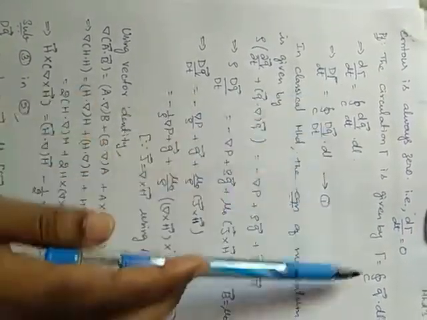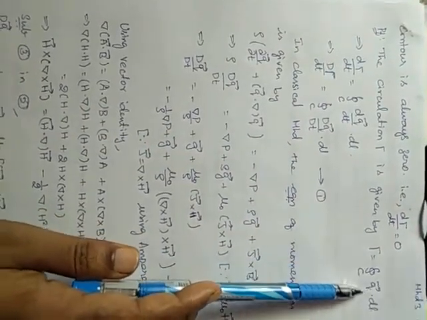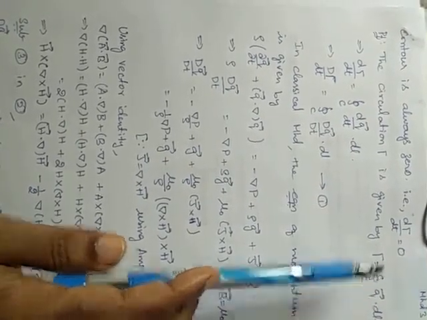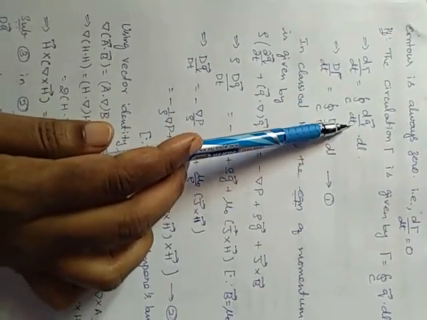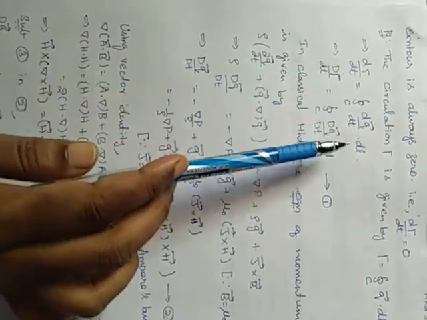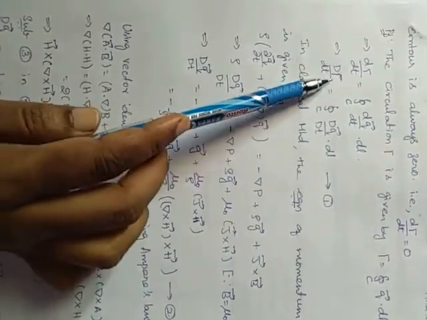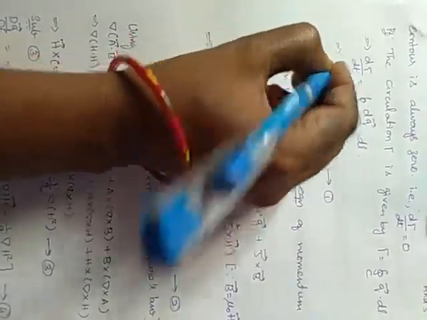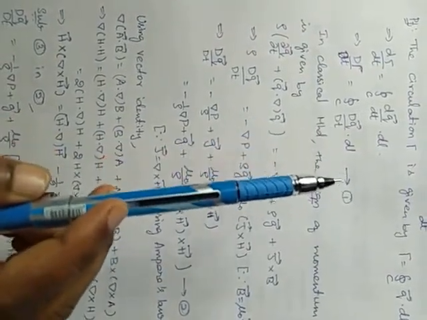Therefore, differentiation on both sides. D gamma by Dt is equal to differentiation of integral of q dot dl. Using differentiation under the integral sign, integration and differentiation get interchanged. Now we get D gamma by Dt is equal to integral of Dq by Dt dot dl, where D is the material derivative.